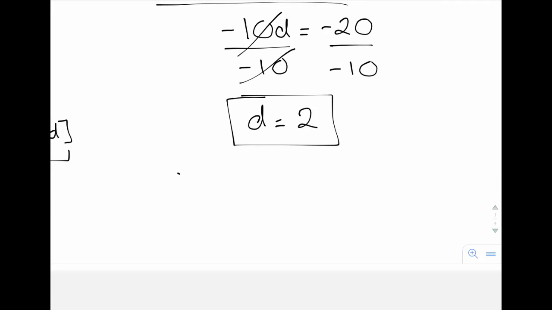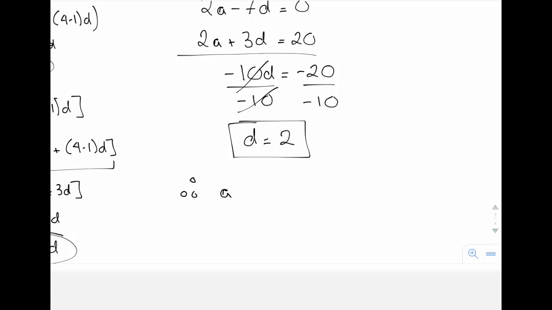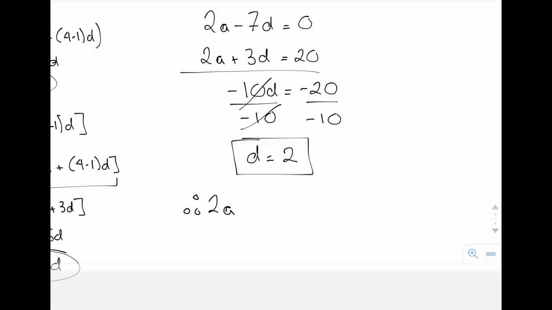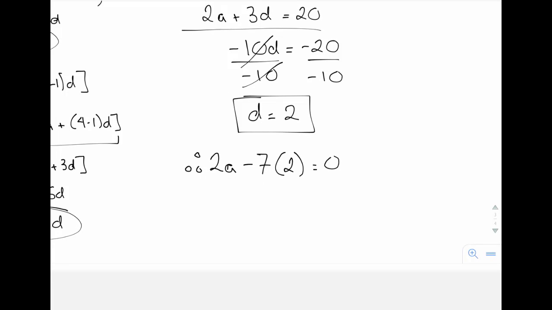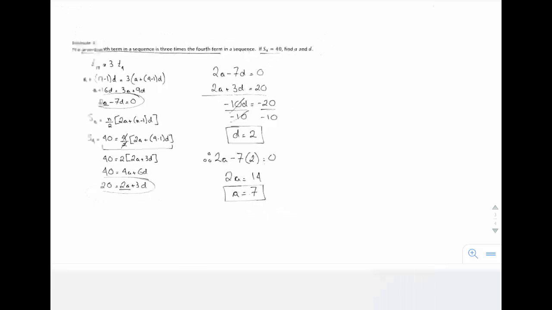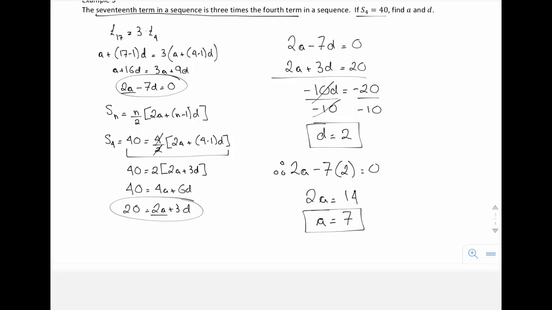And therefore, for my a value, I can just plug that 2 into one of the previous equations. So let's take this first one here. I'm going to have 2 times a minus 7 times d, which is 2, equals 0. Rearrange, I get 2a equals 14. That gives me a equals 7. And those are my two values for a and d respectively.